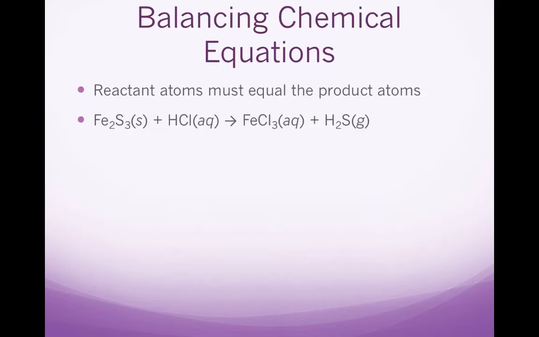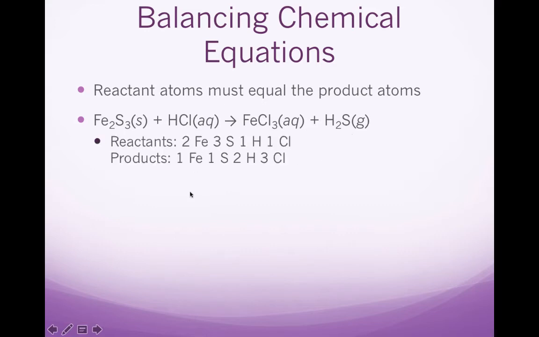So once we write a chemical reaction, we have to balance it because the reactant atoms must equal the product atoms. We can't create or destroy matter. So if I have this reaction, this is saying I have solid iron 3 sulfide reacting with hydrochloric acid to make aqueous iron 3 chloride and hydrogen sulfide gas. If I do a count of my different elements in my reactants and products, I can see they're not equal. I have 2 irons in my reactants but 1 in my products, 3 sulfurs in my reactants but 1 in my products, 1 hydrogen in my reactants but 2 in my products, and 1 chlorine in my reactants but 3 in my products.